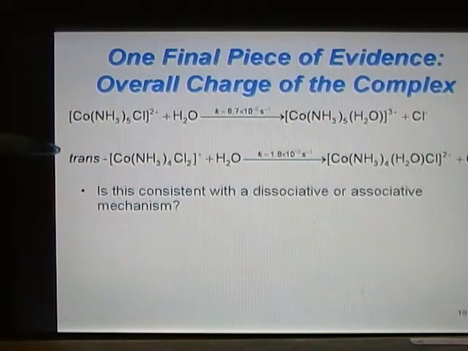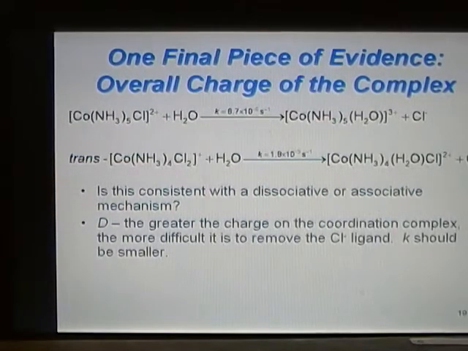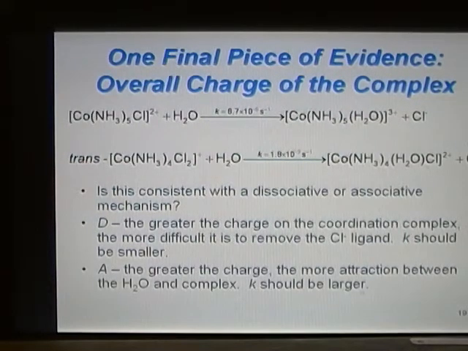Since the second reaction with two chlorines bonded to the original coordination complex goes faster than the first, you need to decide, is this consistent with the dissociative or an associative mechanism? It's consistent with the dissociative mechanism because the greater the charge on the coordination complex, the more difficult it is to remove the Cl- ligand. K should be smaller. If it's the associative mechanism, the greater the charge, the more the attraction between the water and the complex. K should be larger. So which is correct to you, the dissociative mechanism or the associative mechanism? This clearly supports the dissociative mechanism.